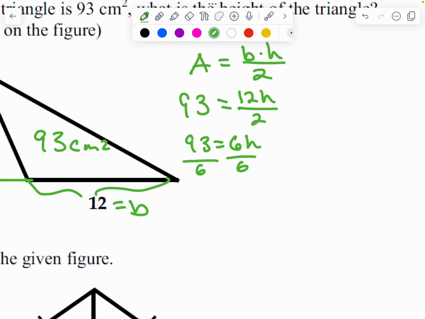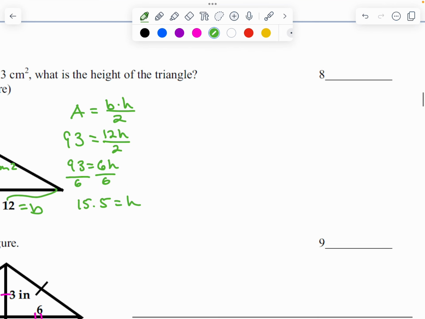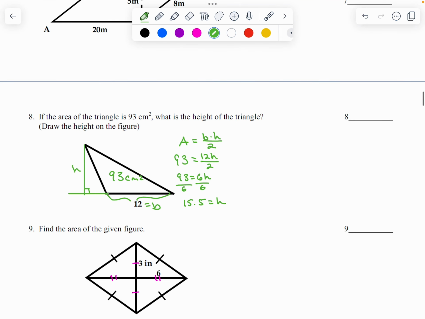And so let me bring out my calculator. We'll go 93 divided by 6. That is equal to 15.5. Okay, 15.5 equals my height, and this is in centimeters if you really wanted to plug it in. So 15.5 centimeters. Done. Right, not too bad.